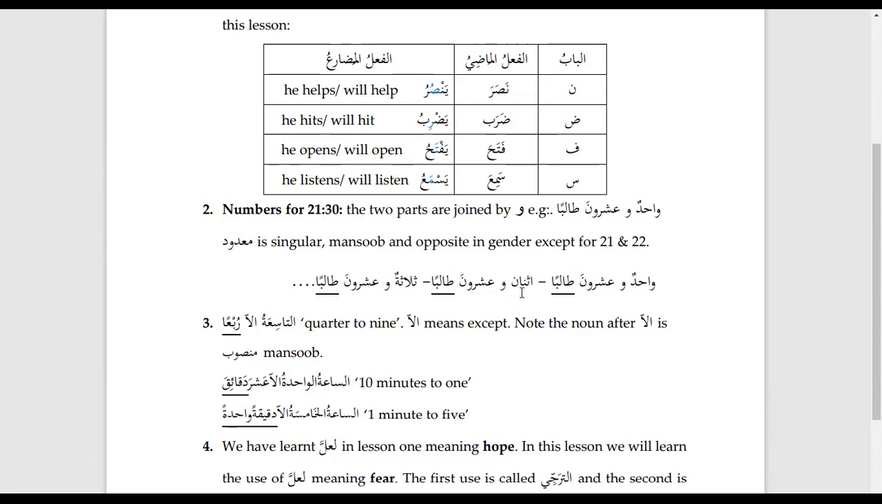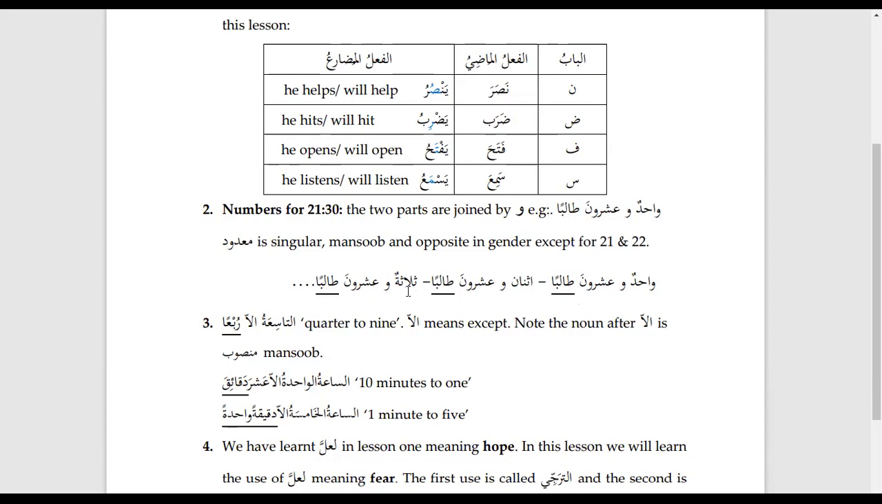So the numbers like 1 and 2, 11 and 12, 21 and 22 are one set, and they will always be equal in number and gender. The rest of the numbers will always be opposite in number and gender. For example, from 3 up to 99, they will be opposite in number and gender. We say ithnani wa ishruna taliban, 22 students. So wahidun wa ishruna taliban and ithnani wa ishruna taliban are equal in number and gender.